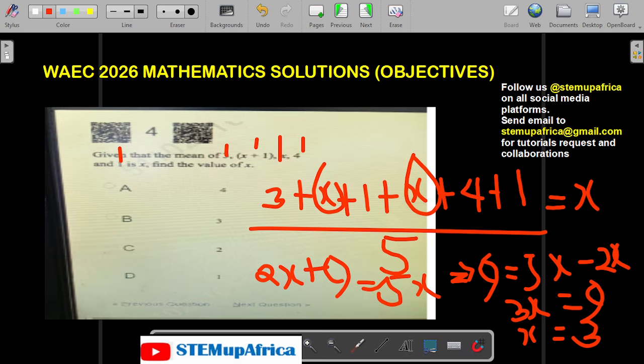Let's check which option that is. Option B. Our x is 3.